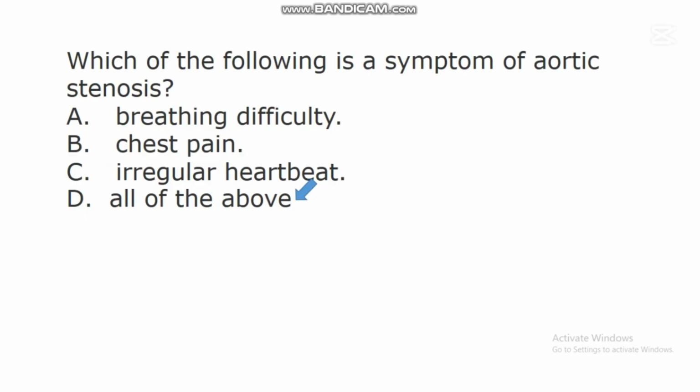Studies have shown that when an individual is suffering from this, there will be difficulty in breathing. He or she will experience chest pain. There will also be irregular heartbeat and other things. So all these things are various symptoms of this problem known as aortic stenosis.